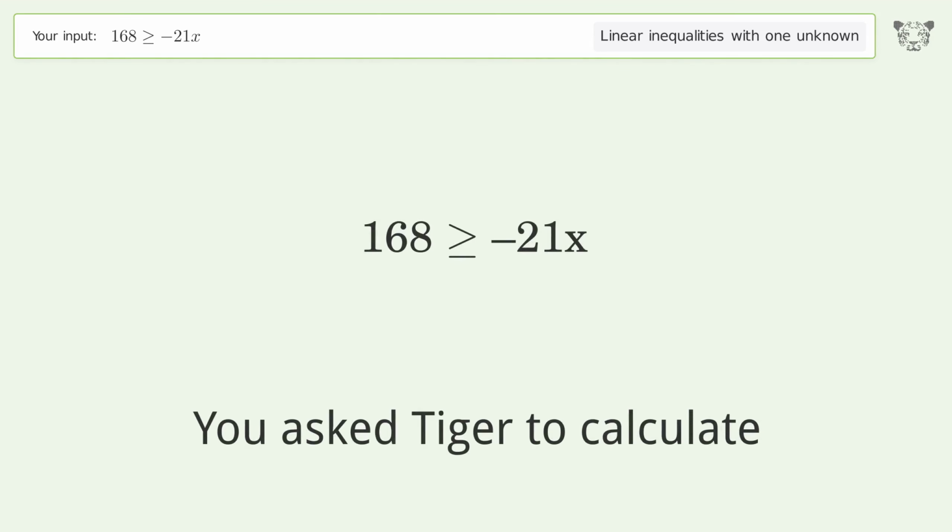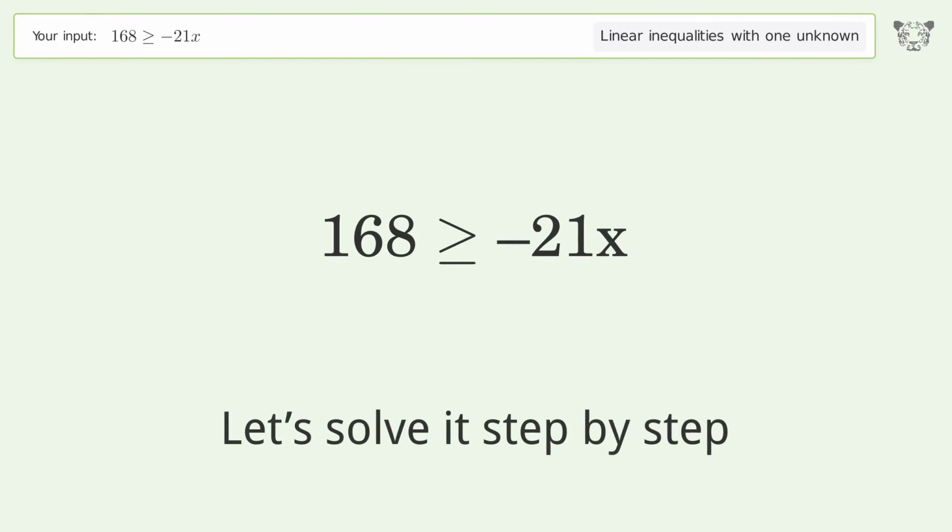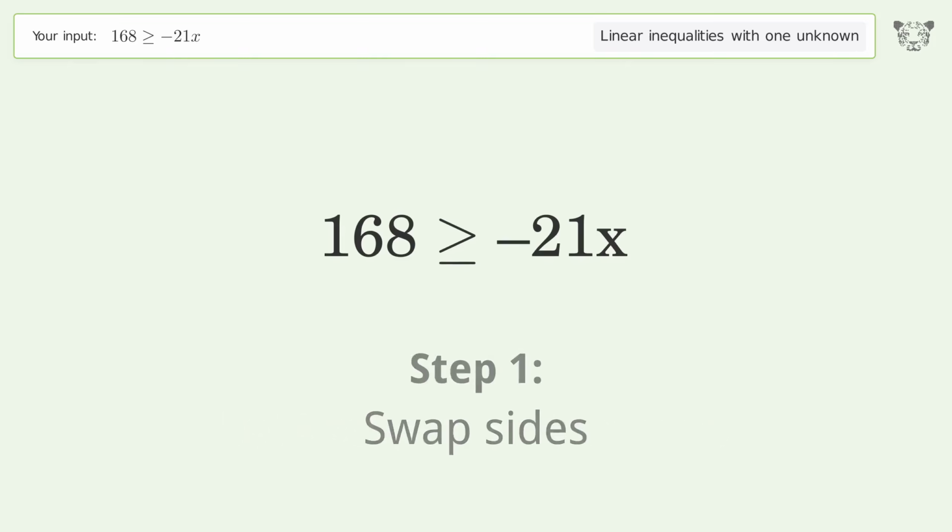You ask Tiger to calculate. This deals with linear inequalities with one unknown. The final result is x equal or greater than -8. Let's solve it step by step. Swap sides.